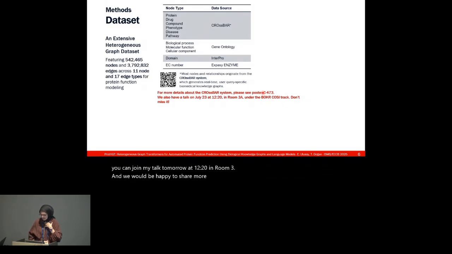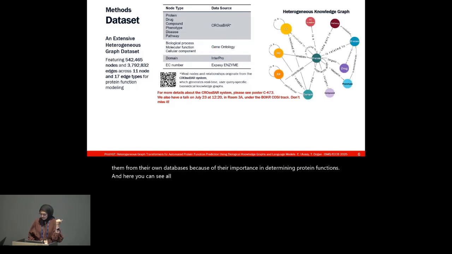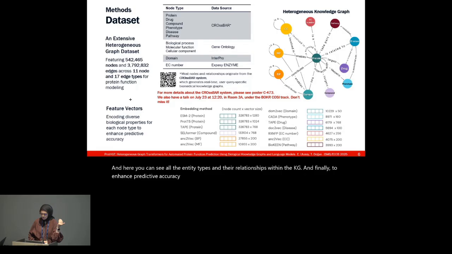At this time, we created our input data set. Functional terms, domains, and EC numbers weren't available in CROssBAR, so we integrated them from their own databases because of their importance in determining protein functions. Here you can see all the entity types and their relationships within the KG. And finally, to enhance predictive accuracy, we incorporated these feature vectors for each entity type using embedding methods.